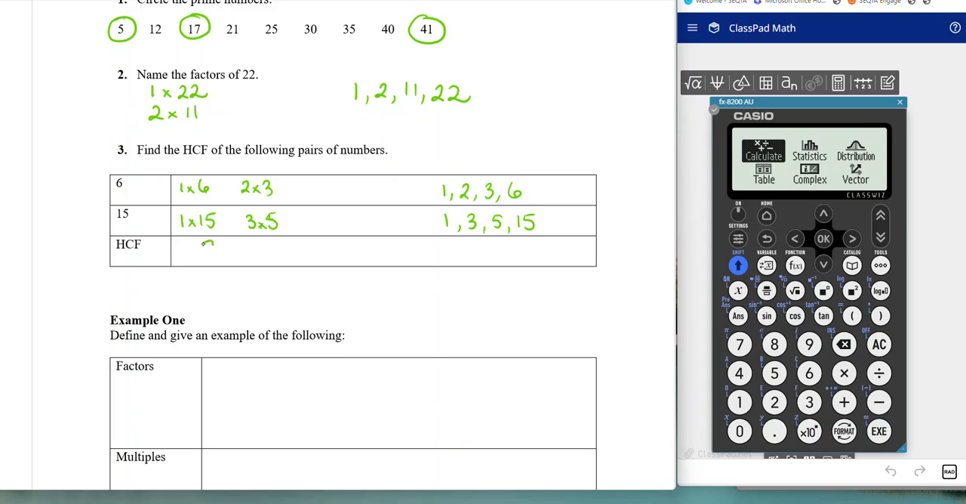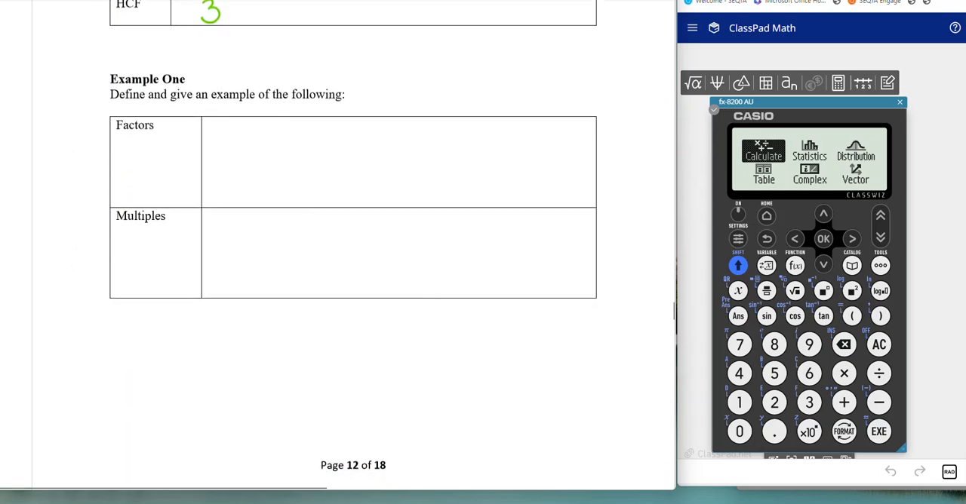Very good. All right, so that is a quick recap of last lesson, which will help you finish off pages 9 and 10 in a little bit. Yes? Yeah, it could be, if they were prime numbers. So if I said 17 and 19, the highest common factor would have to be 1. Yeah. Okay, so let's have a look at the next section.